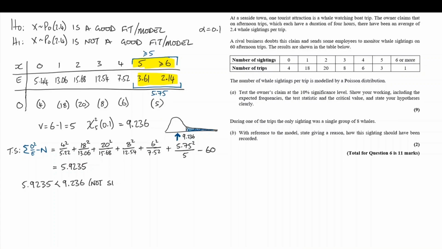It's not in the critical region. There is not enough evidence to reject H0. It is not significant. We write out our comparison and then we need our 2-part conclusion. First, just as I said, not enough evidence to reject H0. And next one in context. So we can say there is enough evidence that X follows a Poisson of 2.4, which is actually going to be a good fit. It's going to be a good model for this data.